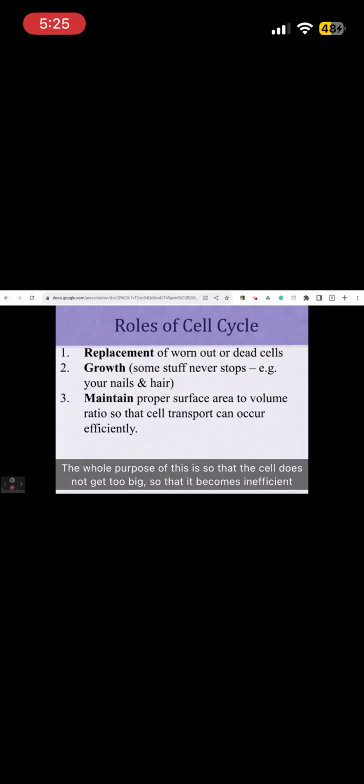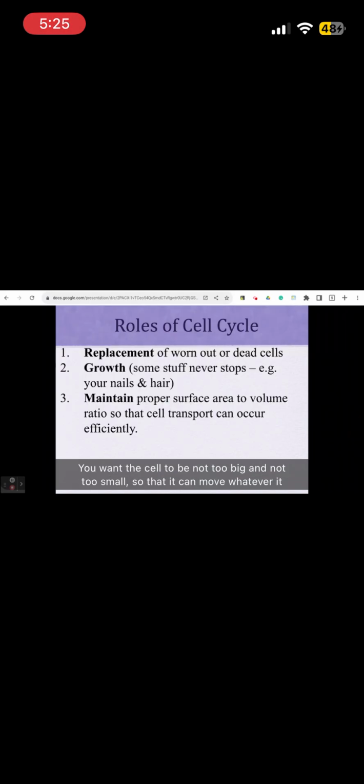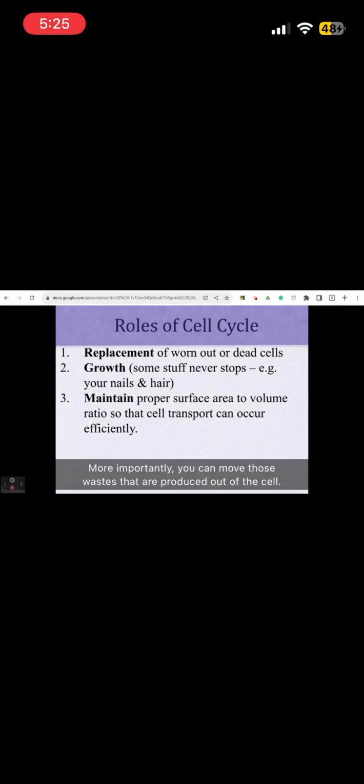Also, to maintain proper surface area to volume ratio. The whole purpose of this is so that the cell doesn't get too big, so that it becomes inefficient in terms of transporting materials in, out, or around the cell. So you want the cell to be not too big and not too small so that it can move whatever it needs to where it needs to go. And then more importantly too, you can move those wastes that are produced out of the cell.